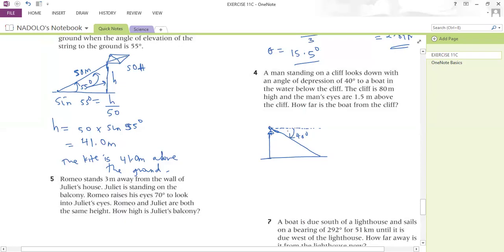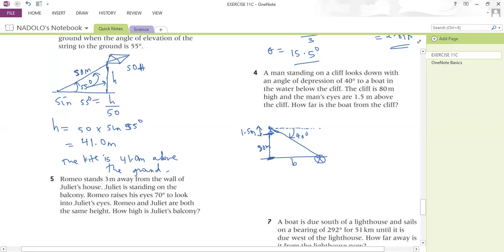The cliff is 80 meters high. So from here up to here, this should be 80 meters. And then the man's eyes are 1.5 meters above the cliff. So from the cliff to his eyes, it's 1.5 meters. How far is the boat from the cliff? So this is the cliff, and then this is where the boat is. So they're asking for this distance from cliff to the boat. Let's call it distance B.